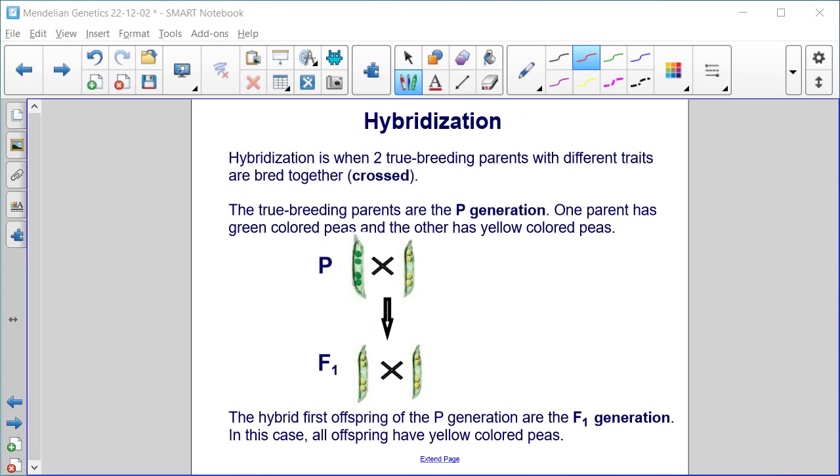Hybridization is when 2 true breeding parents with different traits are bred together. The true breeding parents are the P generation. You can see here the P generation of green pods and yellow pods. One parent has green colored peas and the other has yellow colored peas. And when we breed them together or cross them, the hybrid first offspring of the P generation are the F1 generation. In this case, all offspring have yellow colored peas.